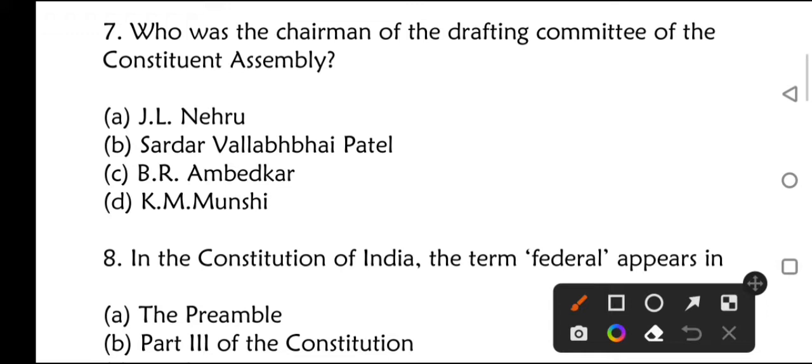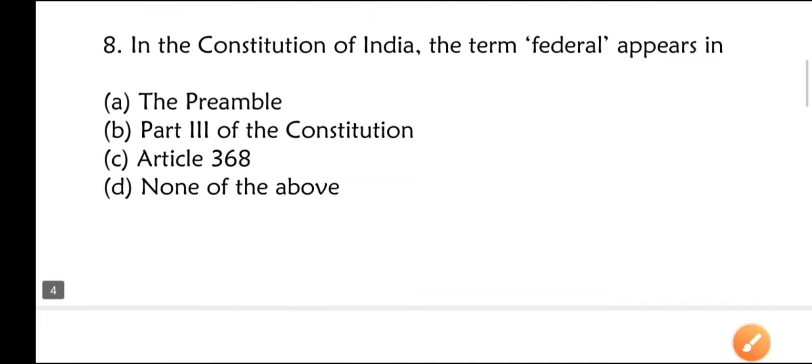Who was the chairman of the drafting committee of the Constituent Assembly? Options are J.L. Nehru, Sardar Vallabhbhai Patel, B.R. Ambedkar, K.M. Munshi. Who was the chairman? B.R. Ambedkar was the chairman of the drafting committee. Okay. This is also an important question. This question is asked in many exams. Okay. Now question number 8.